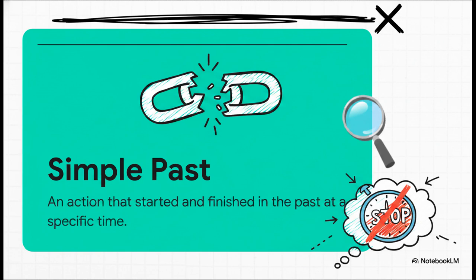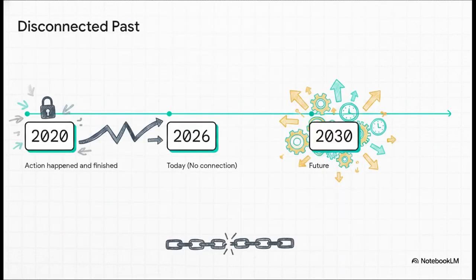To form it, you usually just add ed to the end of a regular verb, though as you probably know, there are some irregular verbs you'll just have to memorize. If you look at how this plays out over time, you can see the event is completely trapped in the past. Imagine an action happened back in 2020, and we're sitting here today in 2026. There is a big, clear, empty space between then and now. The event is totally isolated. It does not touch today at all.